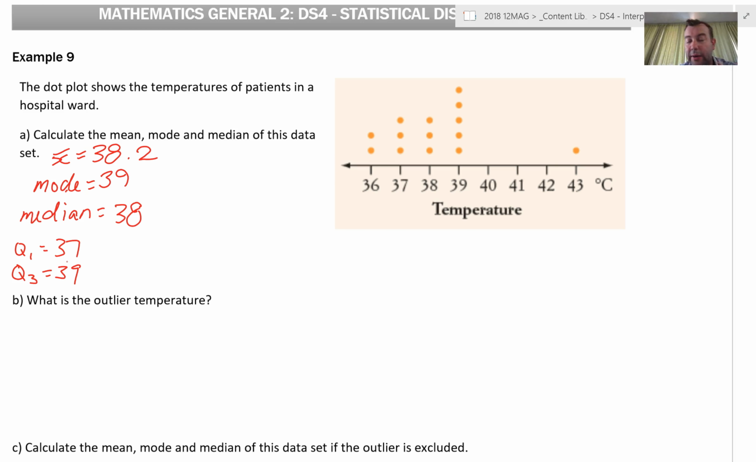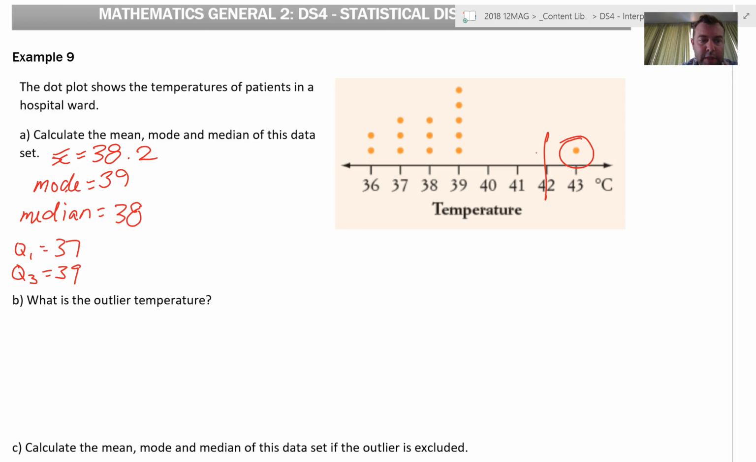And so we can see our interquartile range is 2, and 1.5 times the interquartile range is 3. Q3 plus 3 would be 42. So that makes 43 an outlier, but only just. It was very tempting. If you just saw a 42 there, you'd be inclined to call it an outlier, but I don't think you'd be right.